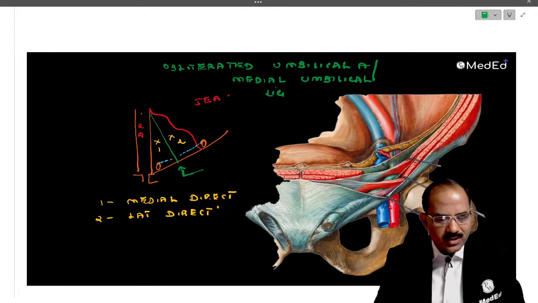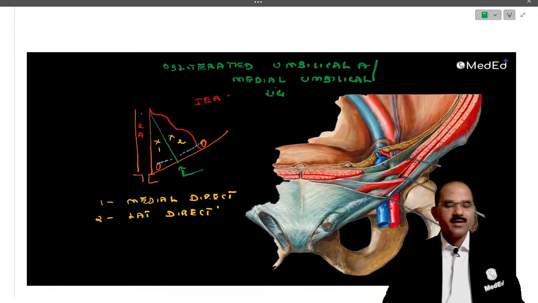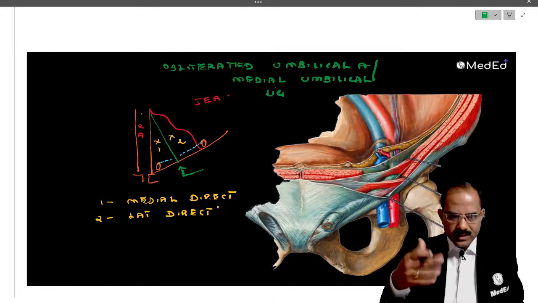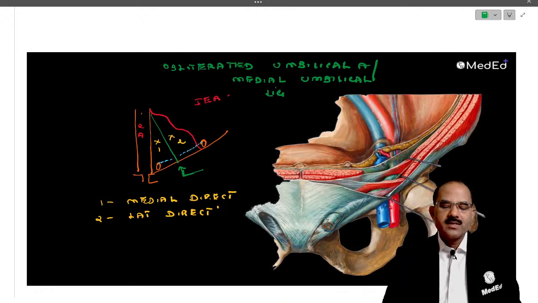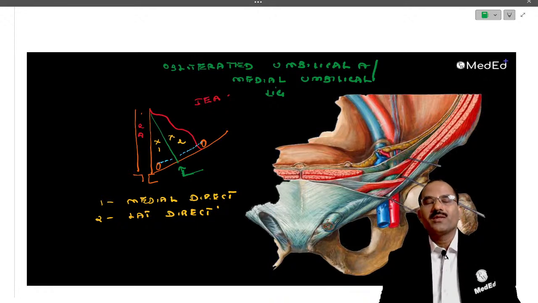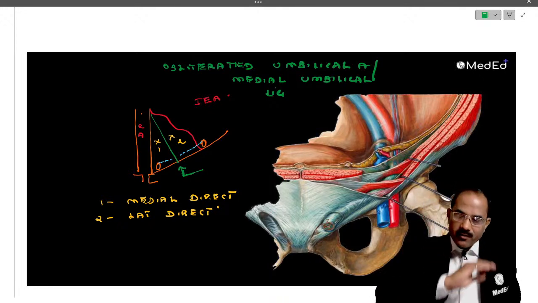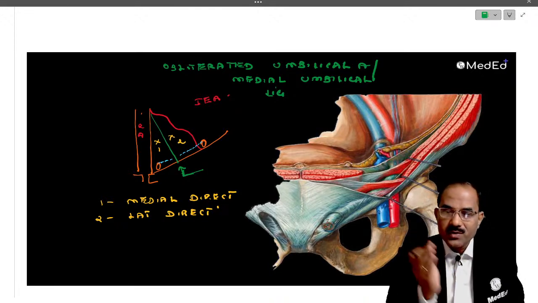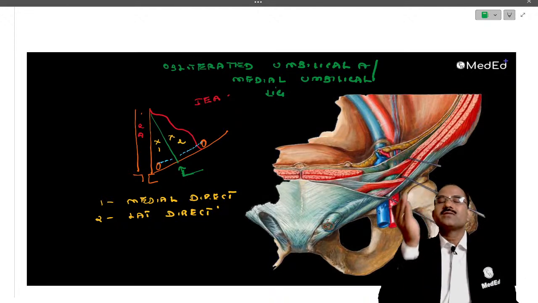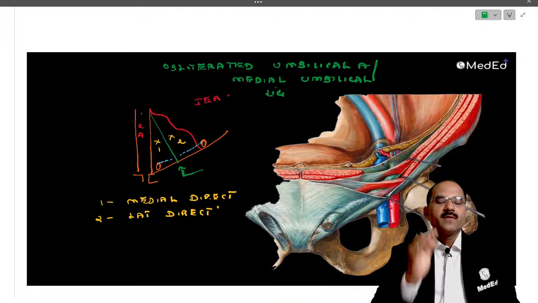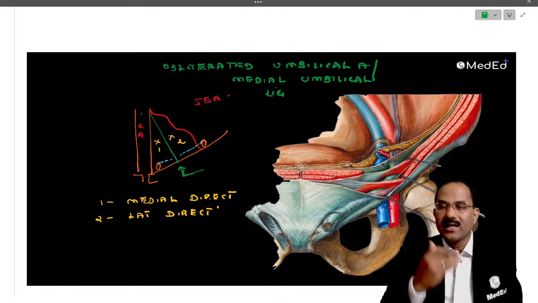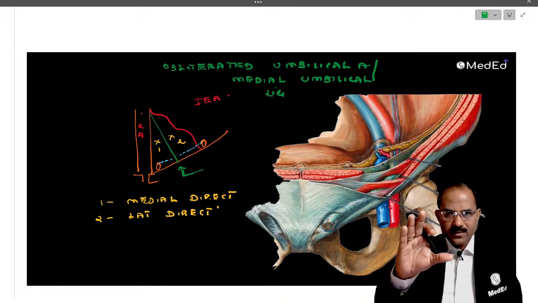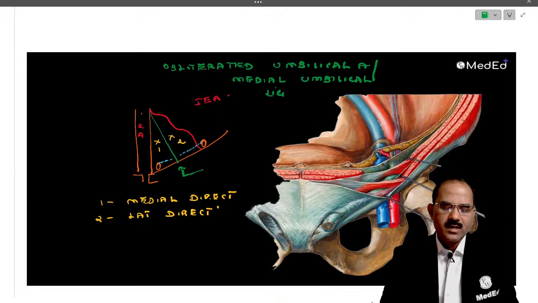This you should know, bacha. This is very important. Good that you are learning something good. So this obliterated umbilical artery or the medial umbilical ligament is going to divide the Hasselbalch's triangle into two parts. If a hernia comes medial to this obliterated umbilical artery, it is a medial direct hernia. If it comes from a lateral side, it's a lateral direct hernia. Clear, bacha? So just remember this.